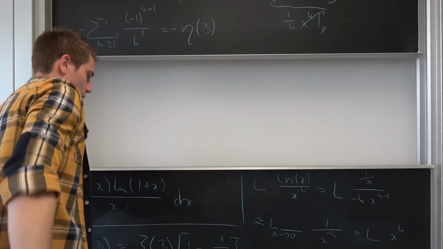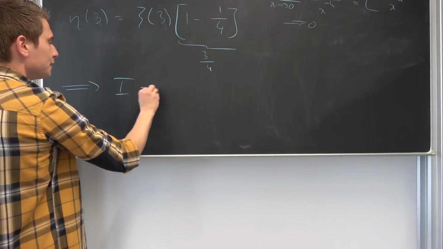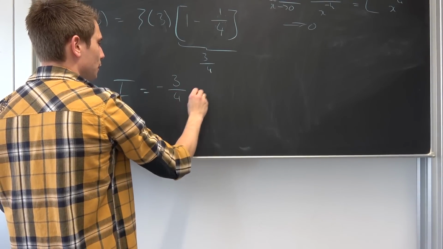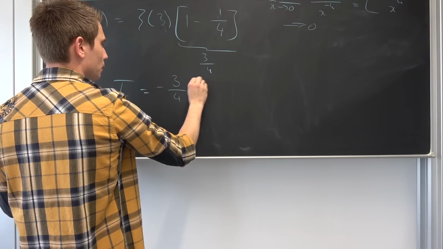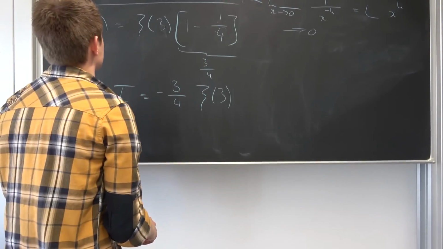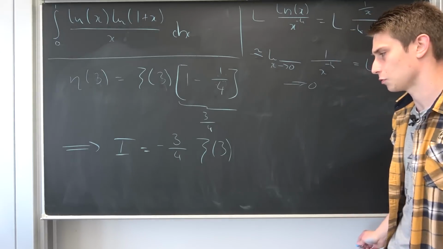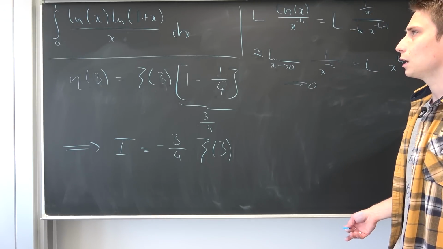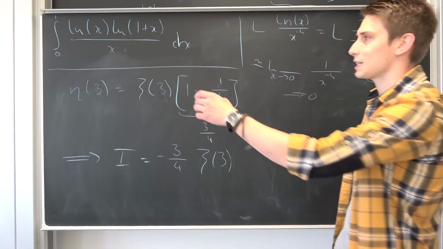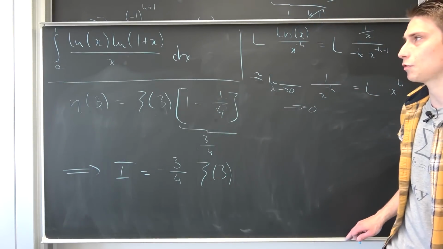So overall I is nothing but negative 3/4 Riemann zeta of 3. Or you can just say that this is nothing but negative Dirichlet eta of 3. And I hope this is correct. I'm pretty certain that the other approach should also yield the same thing.